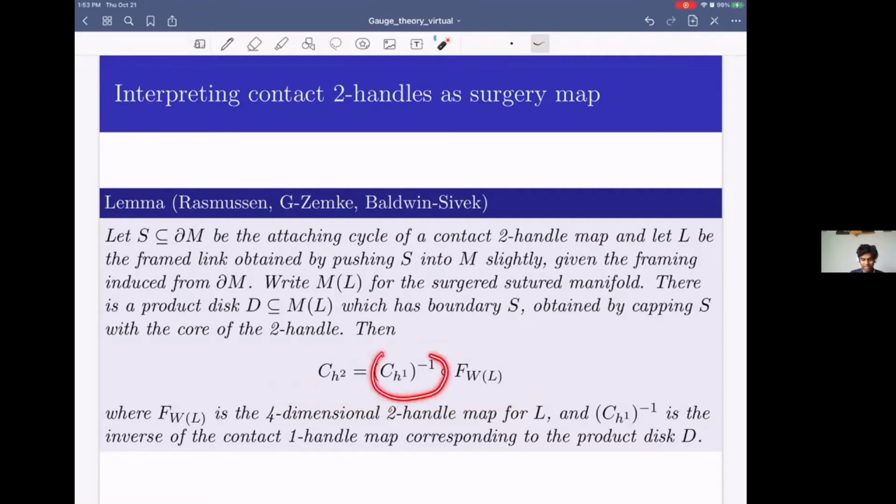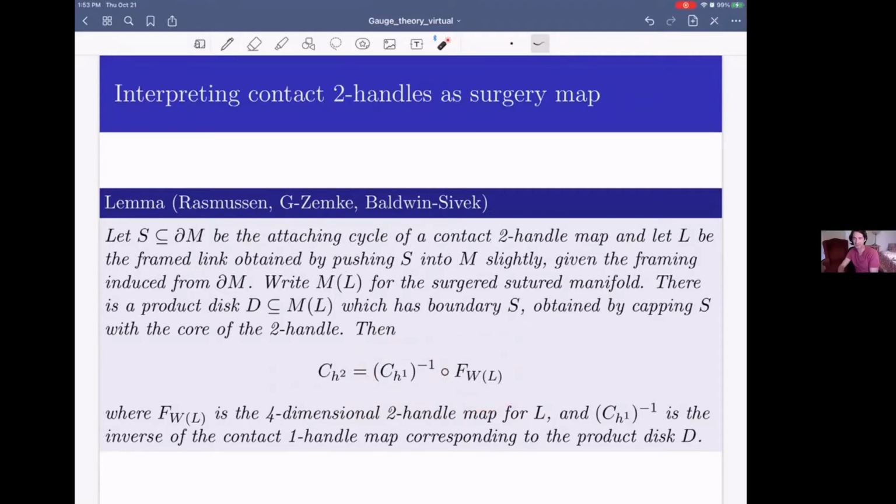This 1-handle map, the contact 1-handle map, is known to do nothing, because both in Heegaard Floer and in instanton Floer, it's just the identity on the chain complex. So it doesn't do anything interesting, and this is given by some surgery map.